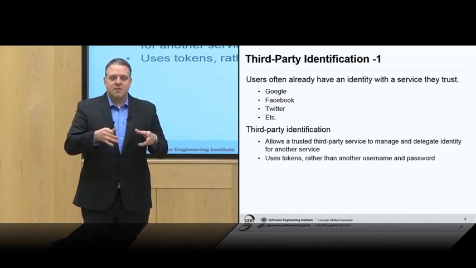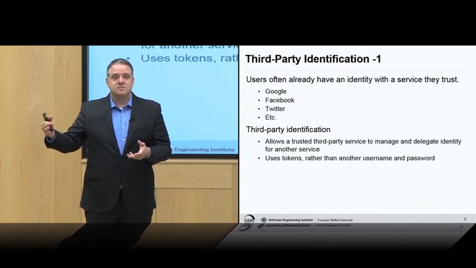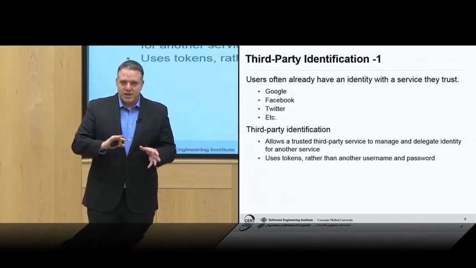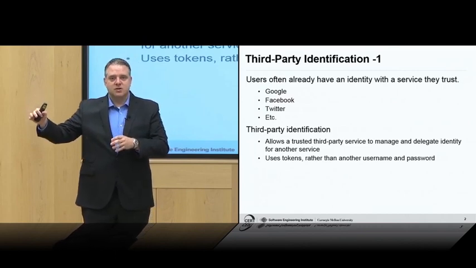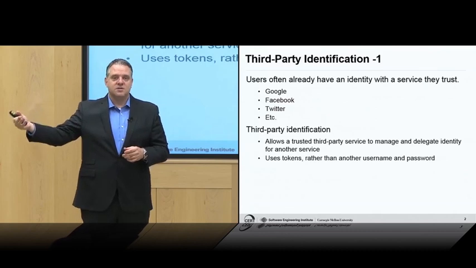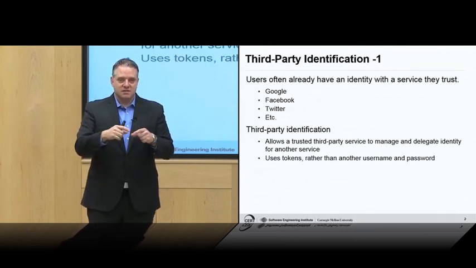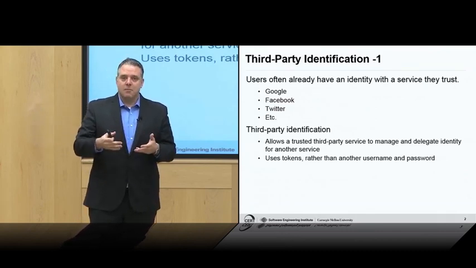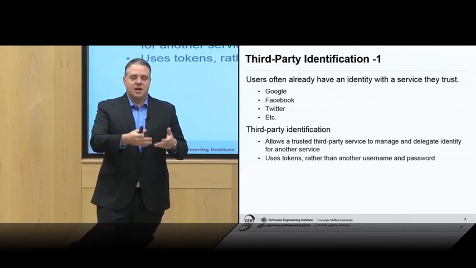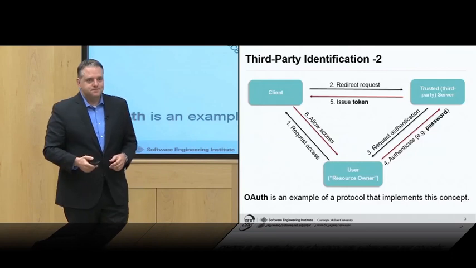So if my site trusts, let's say, Facebook to provide identity authentication, I'll relay that request to Facebook. Facebook will make sure the user is who they say they are, and they will send me back a token which says this user is valid. At that point, I know that who I'm dealing with on the user side is legit, and I can allow them access to the website.